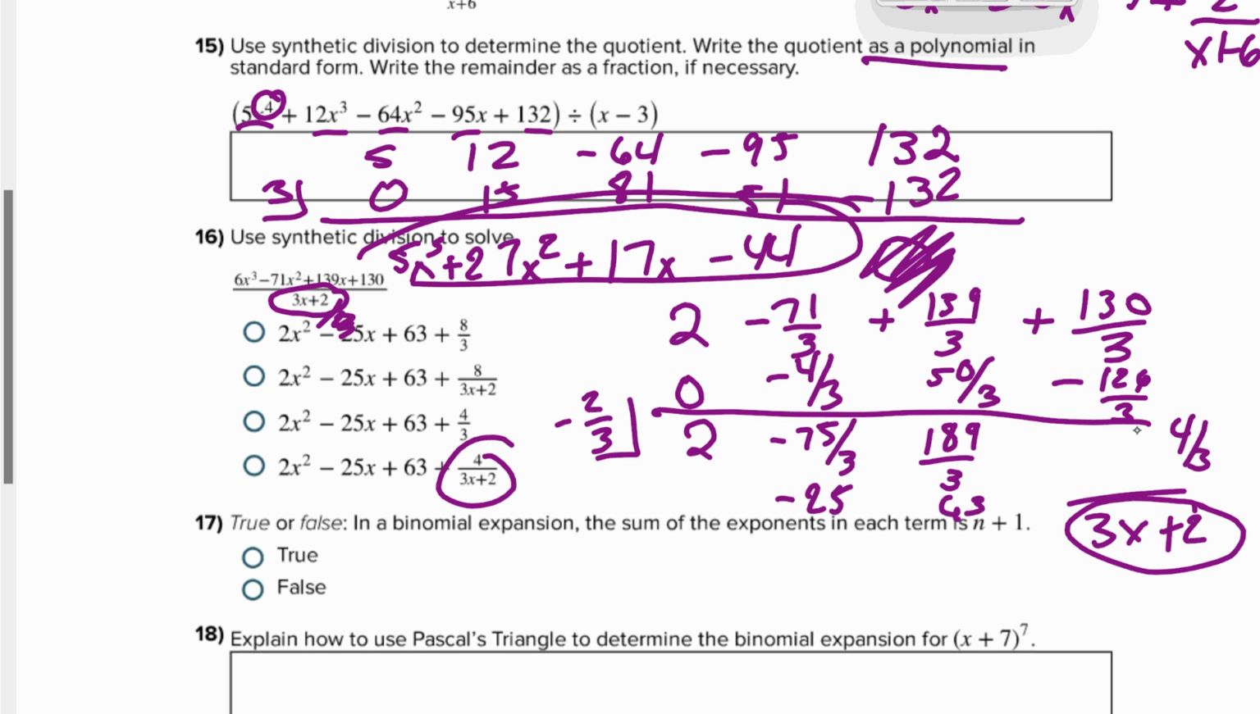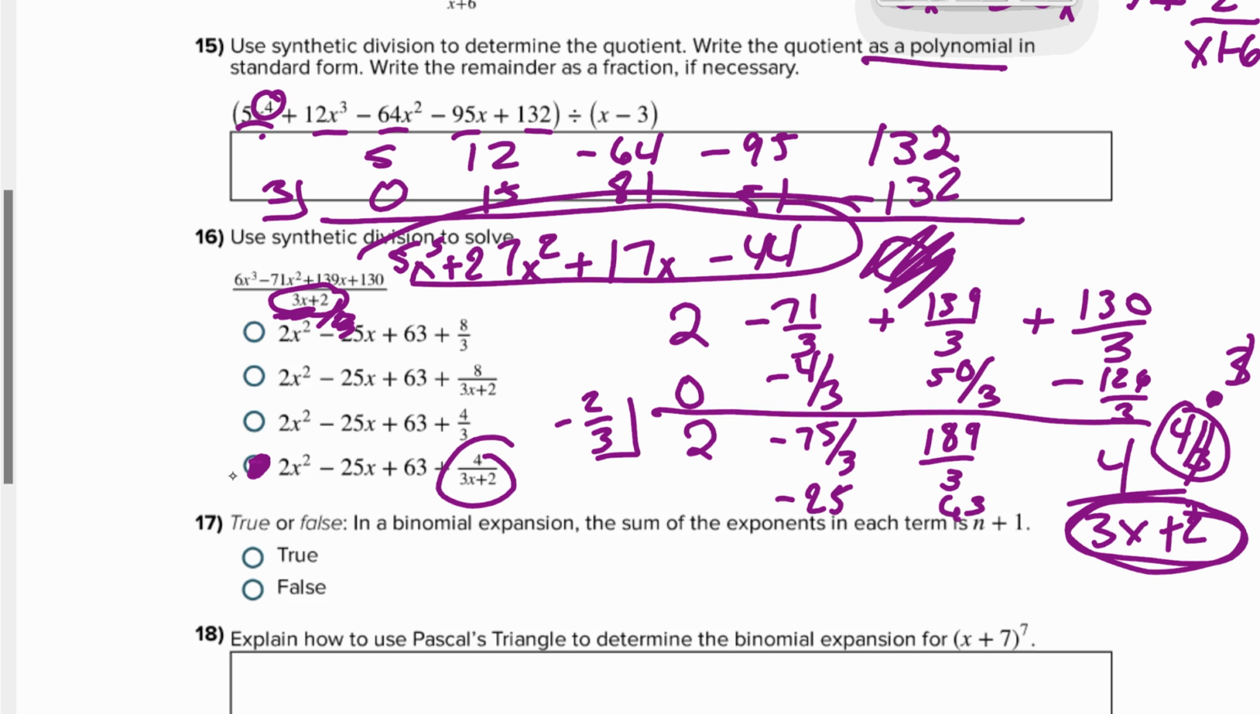But we want our remainder to be over what we originally divided by. And so I wouldn't put 4 thirds here. That is our remainder. But because I divided everything by 3 right here, I have to come back and take this remainder and times it by 3. So then these 3 would cancel out. So then I get 4 over what I originally divided by. So this is my correct answer. Okay.